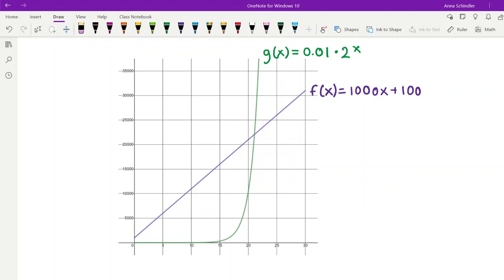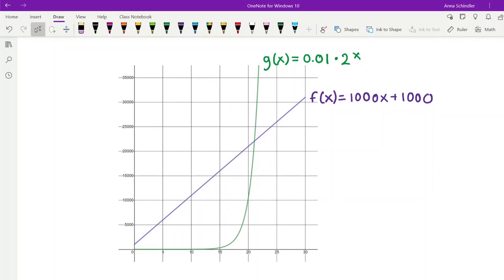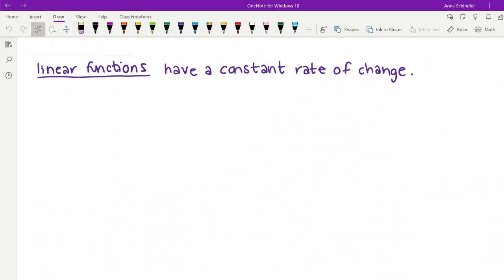So, again, unfortunately this is not a realistic real world situation for most of us, but hopefully this gives you some intuition between what makes an exponential function fundamentally different from a linear function.